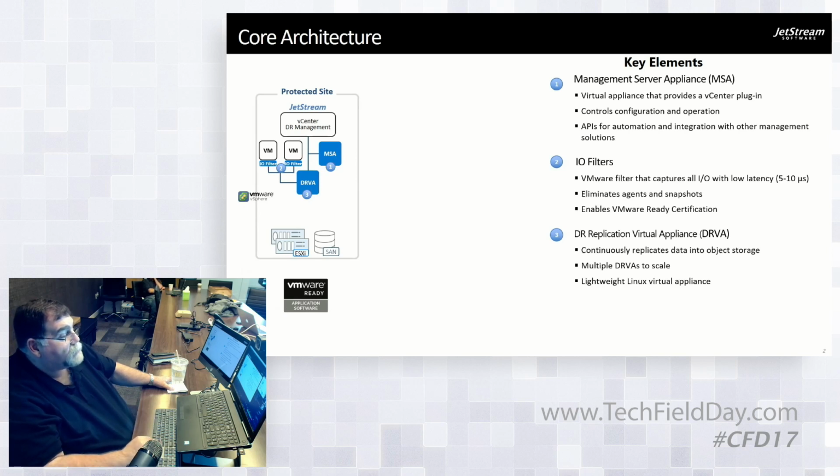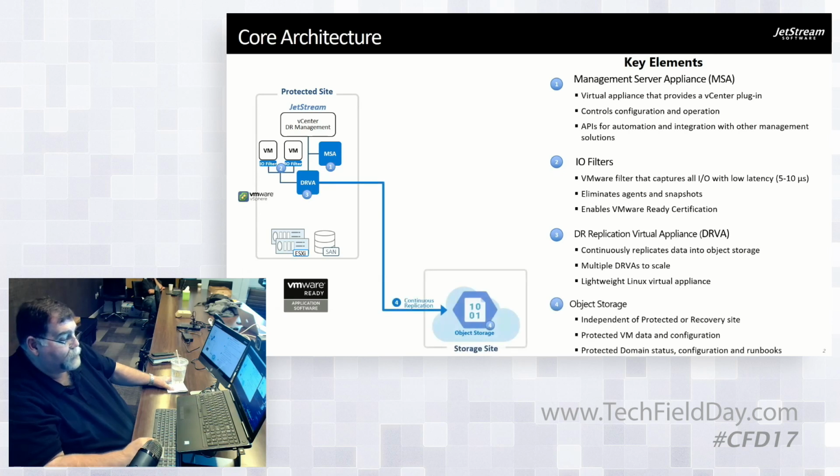So the next piece is the object storage. In this case, we're talking about an Azure storage account in the demo. It can be any S3 compatible storage or Azure storage account. So in the diagram here, again, I've got the protected site on the left, and then I've got this storage site. Now, typically, this object store is going to be located near the recovery site. For our purposes, it really is independent of either the protected site or the recovery site.